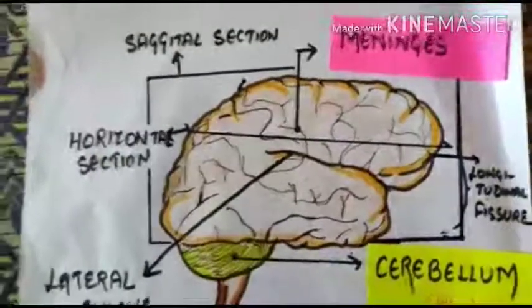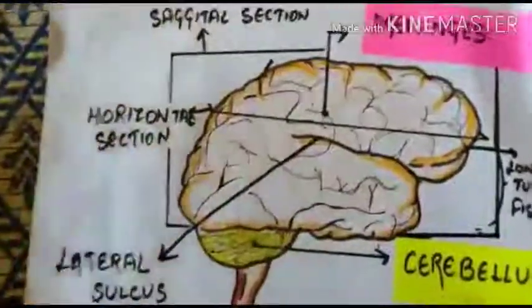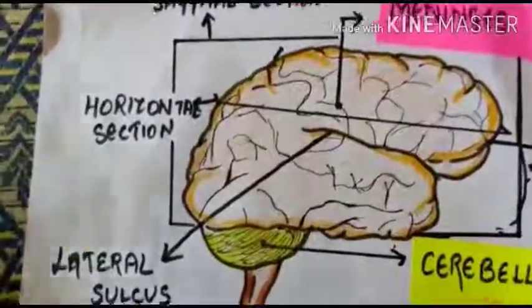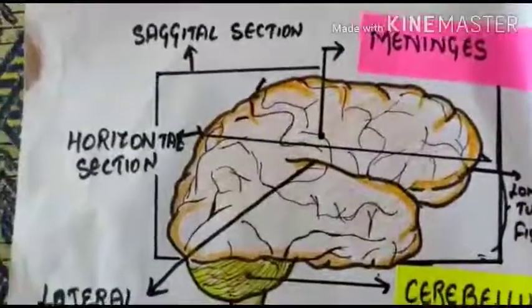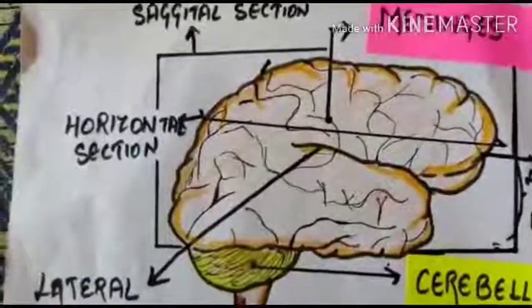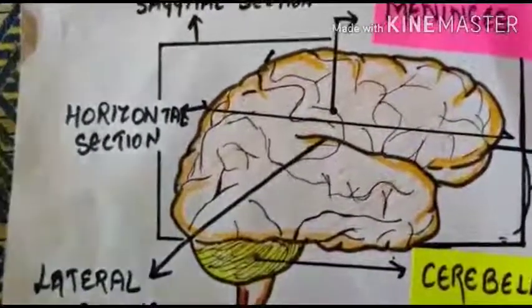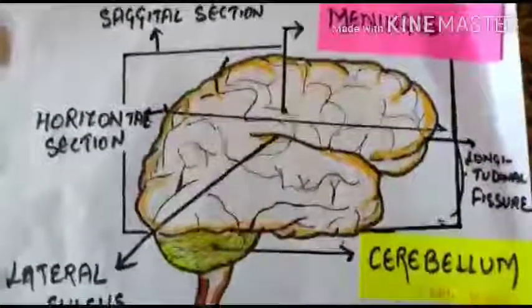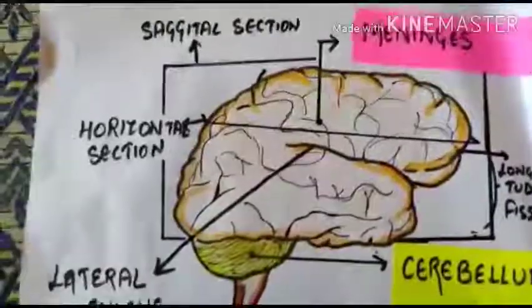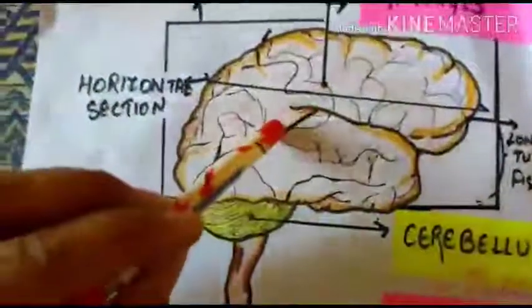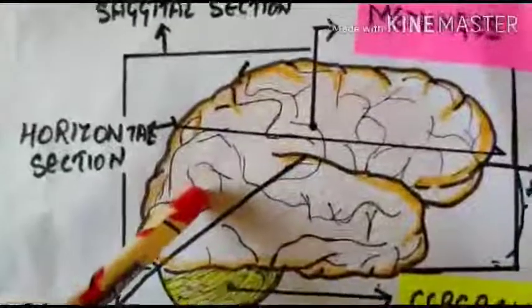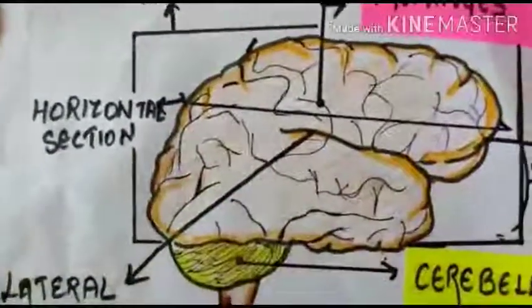Here the horizontal means as we cut the bun or the burger into slices. And the sagittal section we have shown here. Sagittal means that it divides the right and the left side of the brain into two parts. So let's start with its parts. In the horizontal section, we are showing the main large parts of the brain, that is the cerebrum, cerebellum, and spinal cord. First of all, we will talk about the cerebrum.